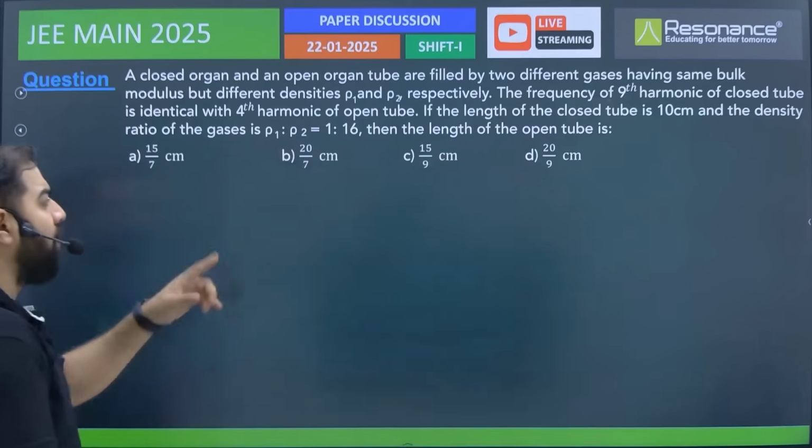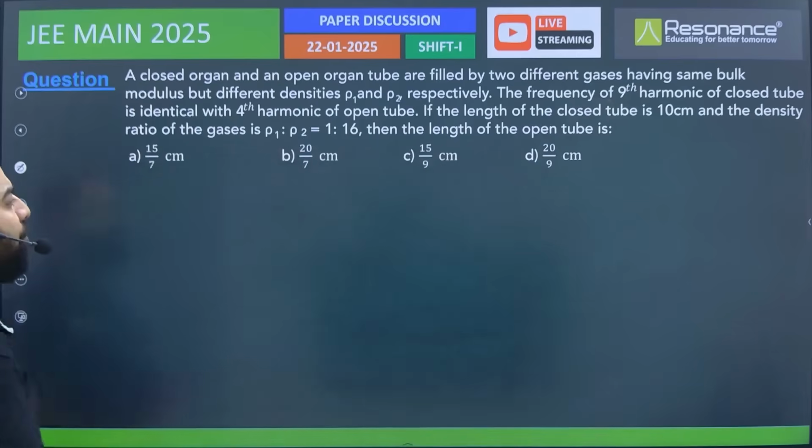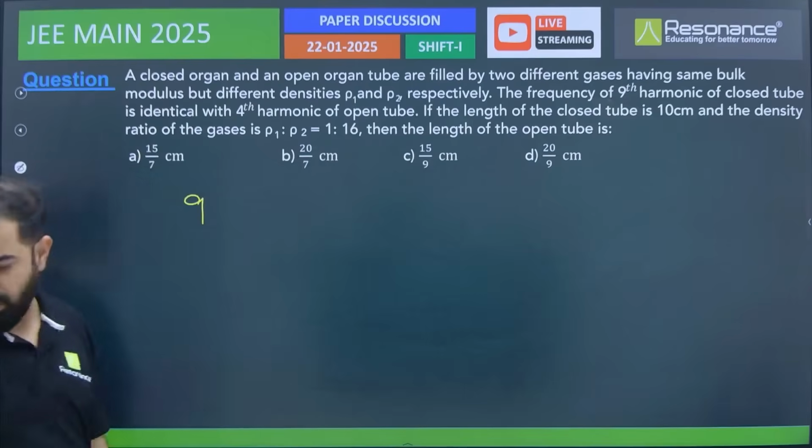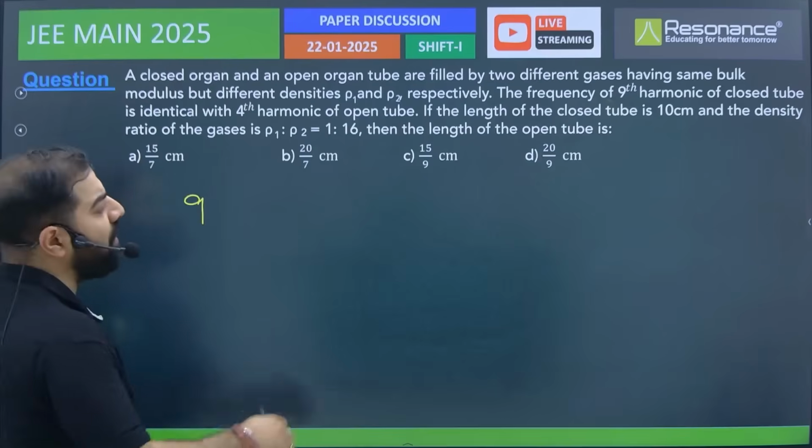A question from sound wave. So standing wave and ninth harmonic of closed organ pipe. It's the exact question from our sheets.